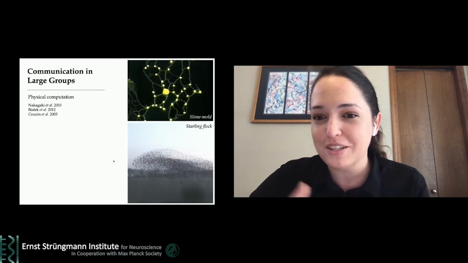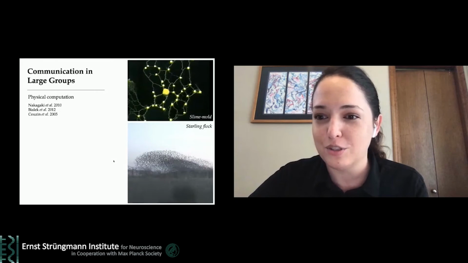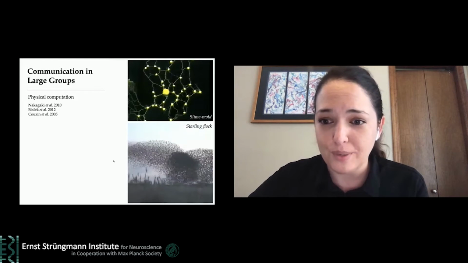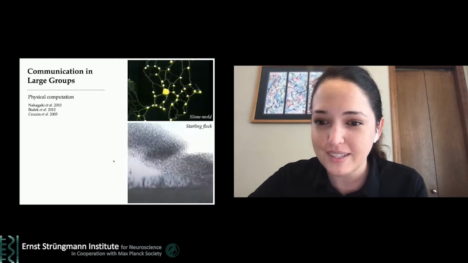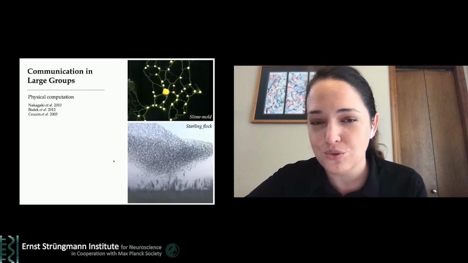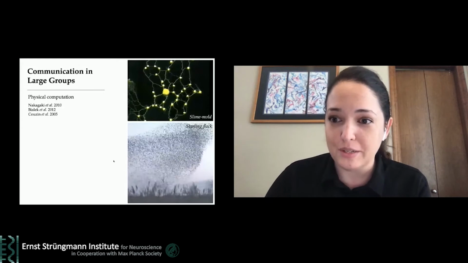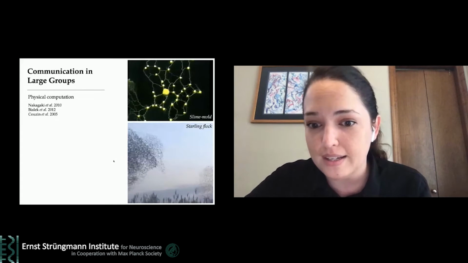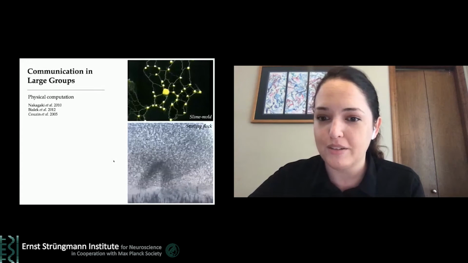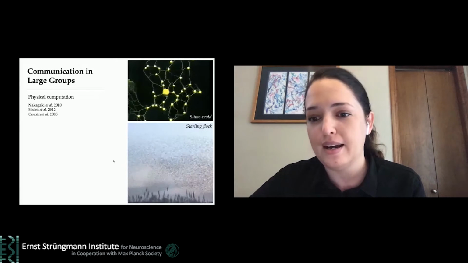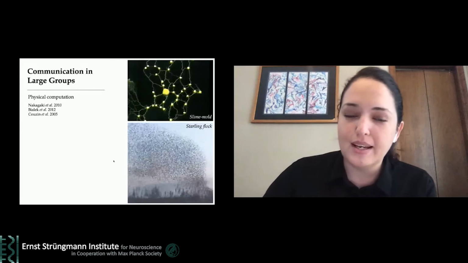And another really famous example is flocks of birds that I'm showing here on the movie at the bottom right. These birds have been shown to use minimal communication with their nearest neighbors. In this case, it has been shown to be visual, to be able to make very quick decisions and move effectively and efficiently in these very large groups.